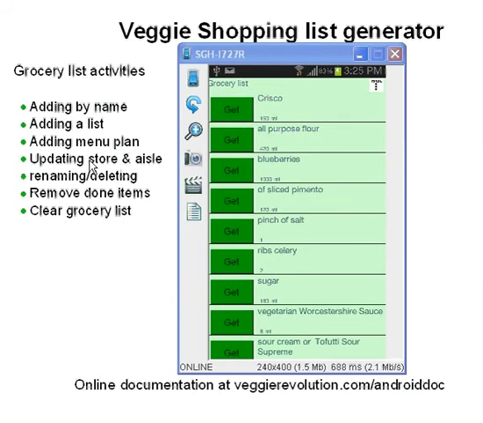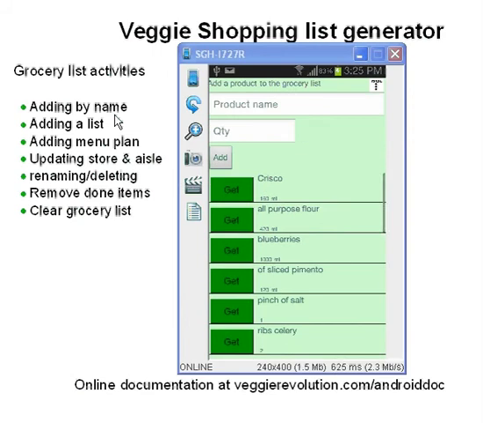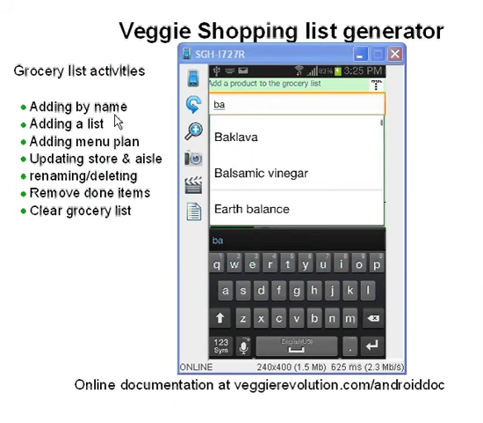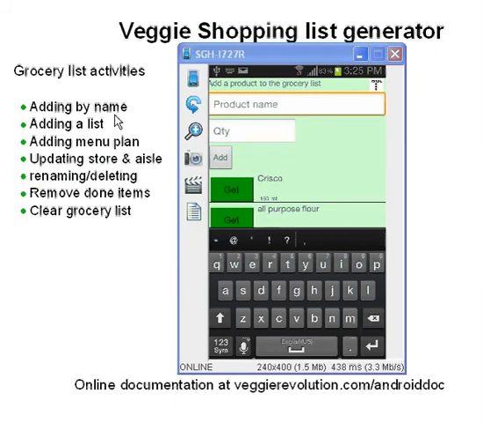But before doing that, I want to show you how to add item by name. So if I select add item by name, it comes with the product name, and I want to get some banana. So you can see from the predefined list, the autocomplete, I have ordered banana before, so it's picked that up, so I add banana. And that's all I want to add by name.